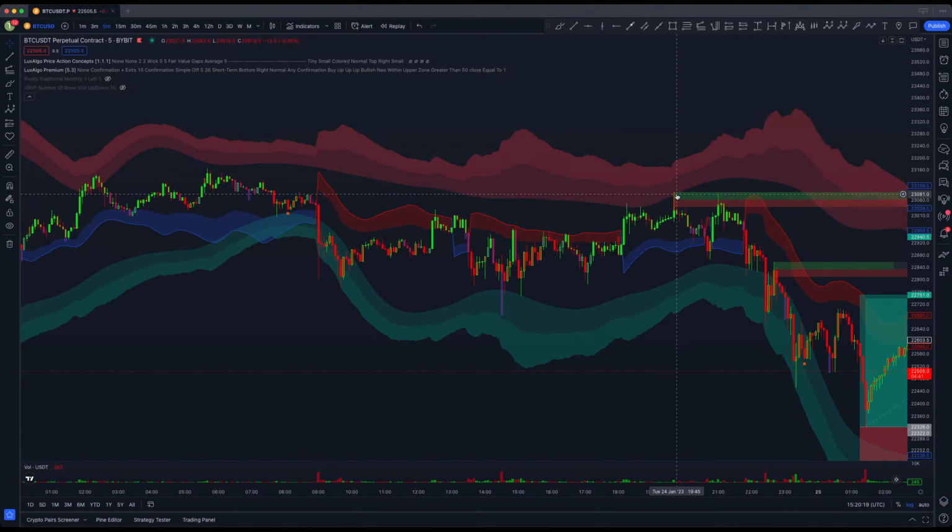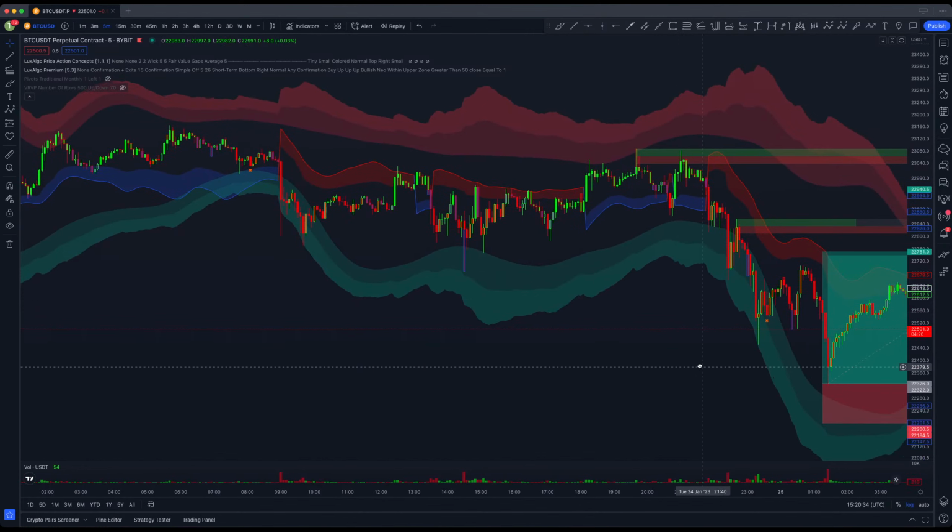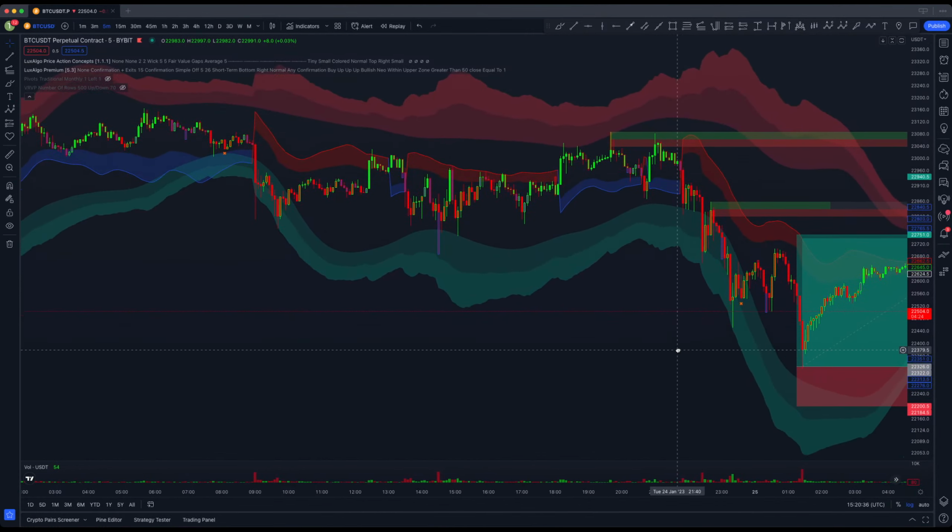Now the problem is the order block here that was created on this candle, yes, we came back and that would have been a lovely entry to get in, but it's not in the reversal zone, so this one would have been missed. And that would have been a nice one to have.